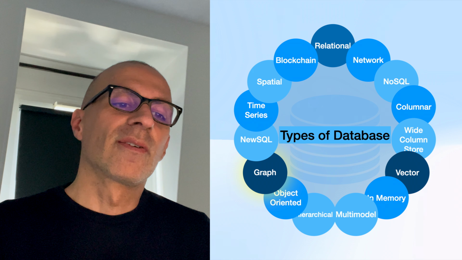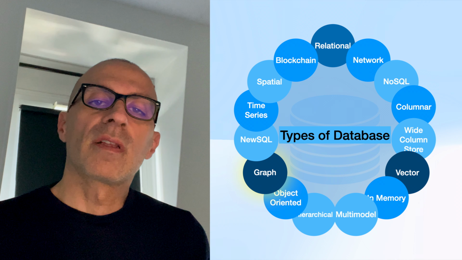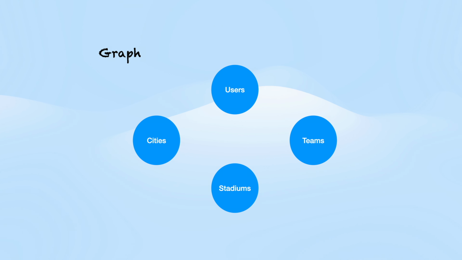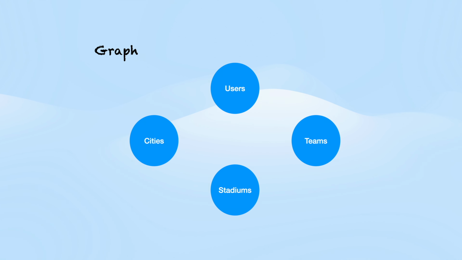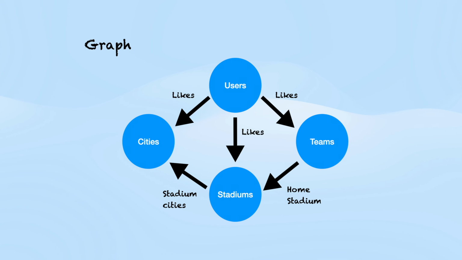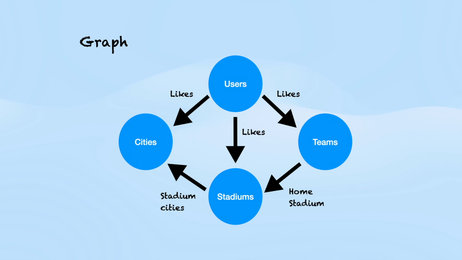All right, so let's go ahead and talk about graph databases. So what exactly is a graph database? Well, as the name suggests, graph databases store data in the form of graphs. But what does that mean? In simple terms, data is represented as nodes, which are entities, and edges, which are relationships. These graphs make it easy to model and analyze complex relationships between different data points.